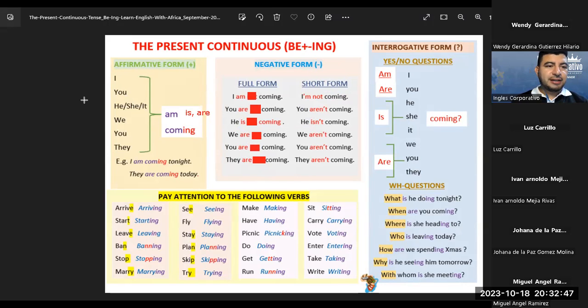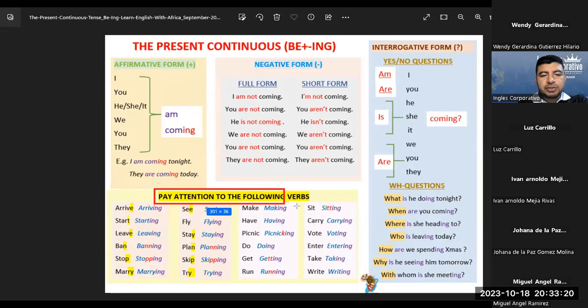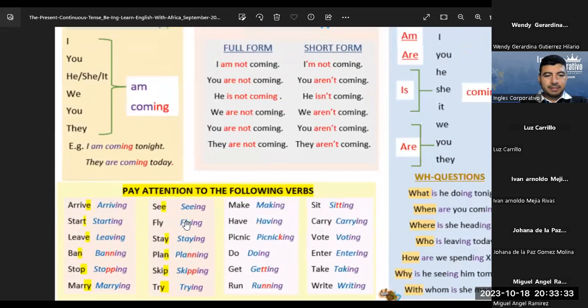Entonces, algo que necesito que vean es el verbo to be. I am, you are, is, y así sucesivamente. Sujeto, verbo to be, y el verbo con ing. Para las negativas, solo vamos a utilizar not, como aparece aquí. Ahora, vamos a poner atención acá, donde dice... Pay attention to the following verbs. Vamos a poner atención en los verbos que están acá. Ok. Why? Porque como se va a agregar ing para que tenga más sentido.